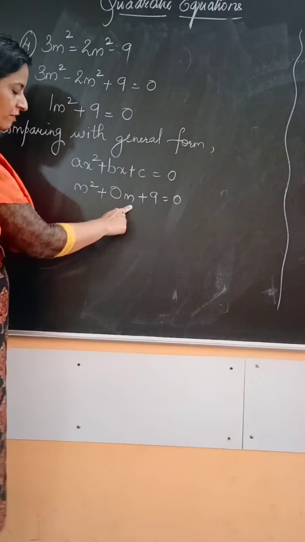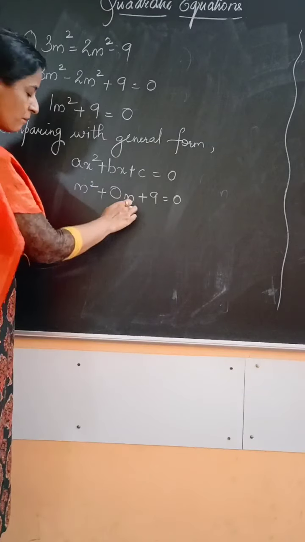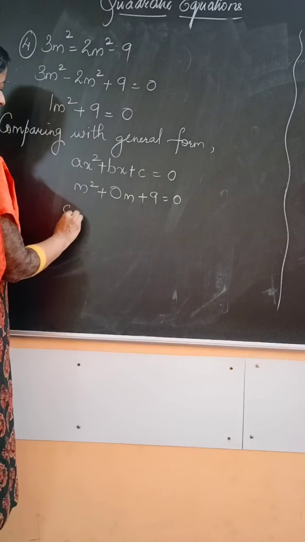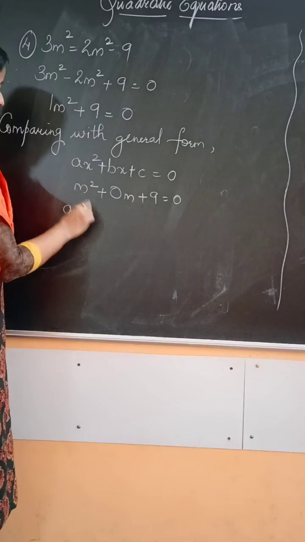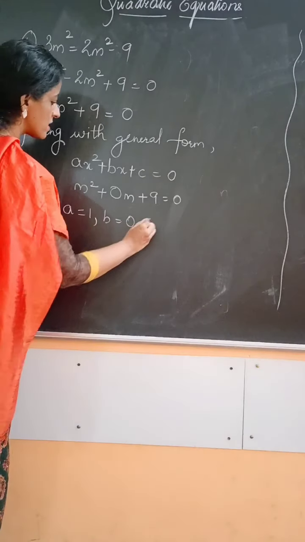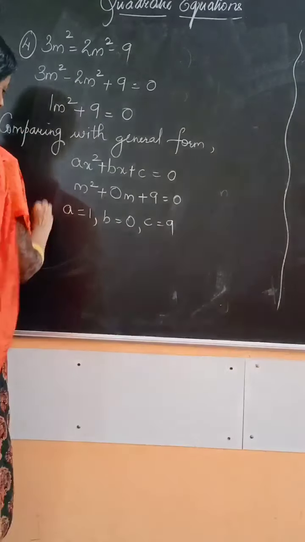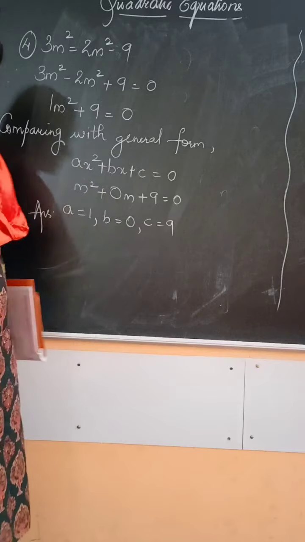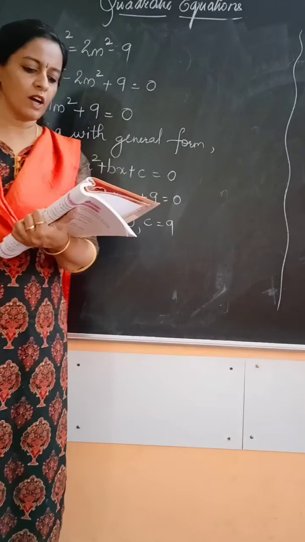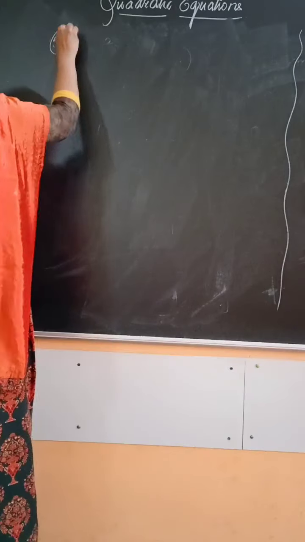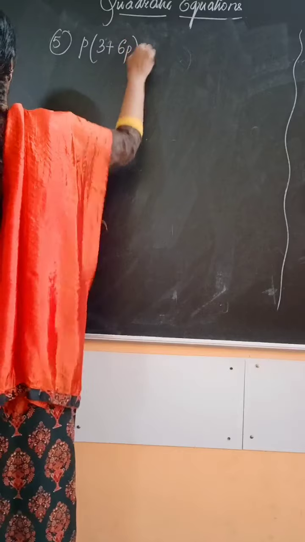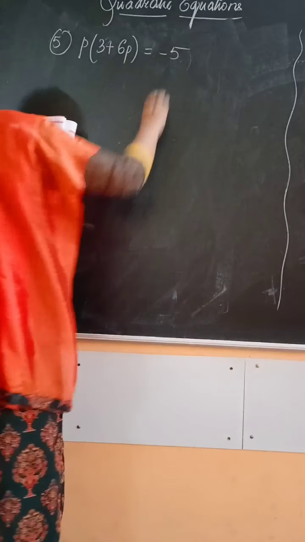So wherever you have a missing term, there you will substitute it with 0, and the same variable. If it is m, then m. If there is x, then x. So now what will be the value of a? A is 1. Nothing means 1. B is 0 and C is equal to 9. So this is your answer. Okay children, pretty easy. Now coming to the fifth sum. P3 plus 6P is equal to minus 5.